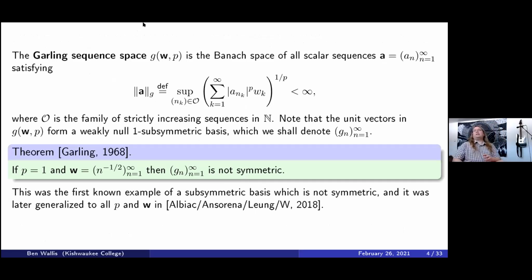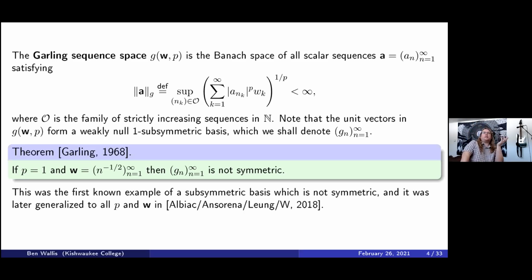The same with the Garling sequence spaces. The unit vectors of the Garling sequence spaces we're going to denote by little g_n, and that will also be very convenient. You can see how similar the definition of the Garling norm is. The Garling norm is basically the exact same thing as the Lorentz sequence space norm. The only difference is that instead of taking the supremum over all permutations, we take the supremum over all subsequences. That's what this script O represents. Again, the unit vectors form a weakly null basis, but this time it's not symmetric. It's only 1-subsymmetric, which is still really great, but it changes the geometry of the space quite a bit.